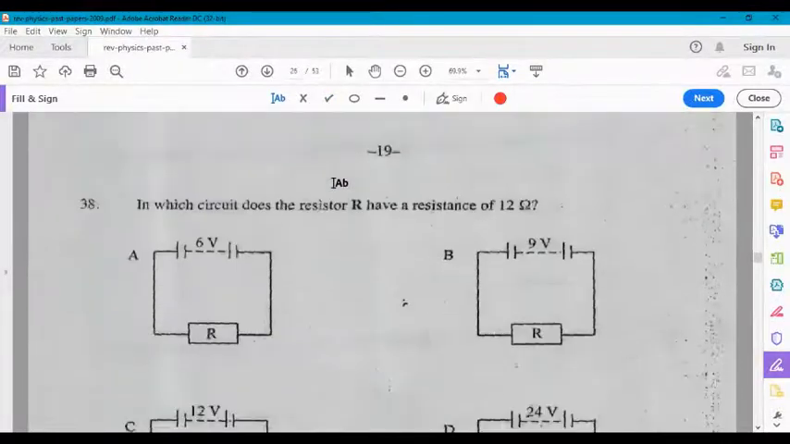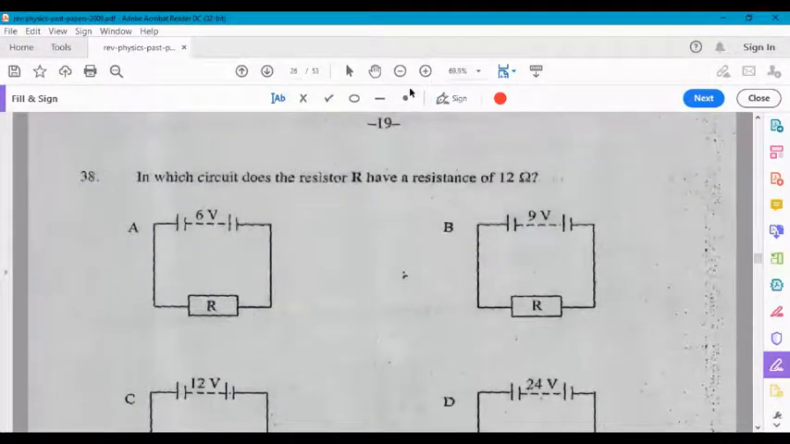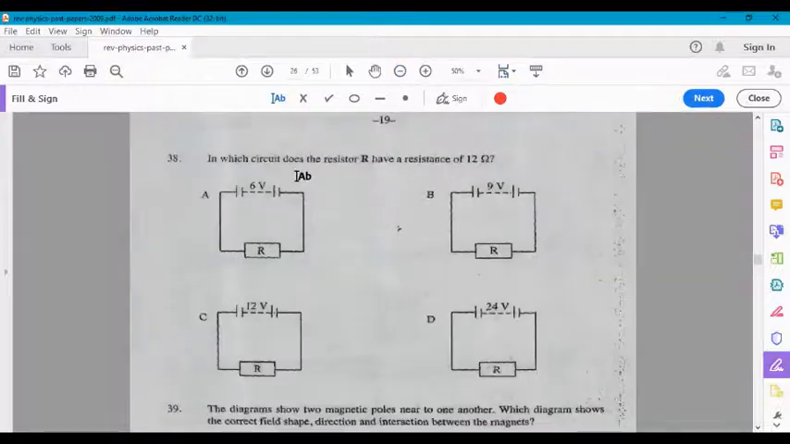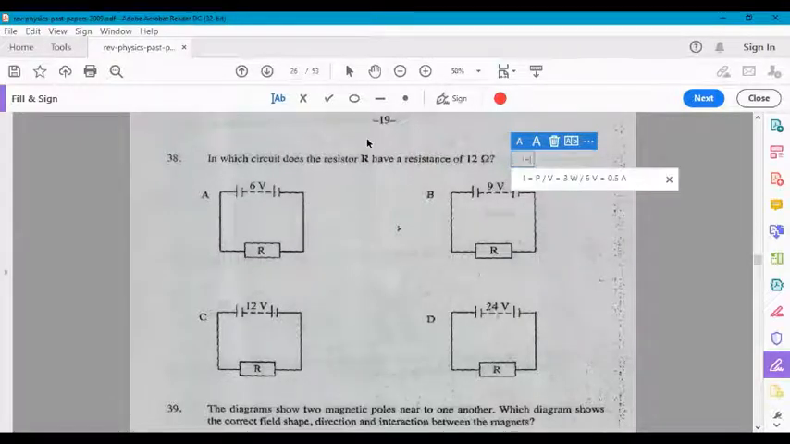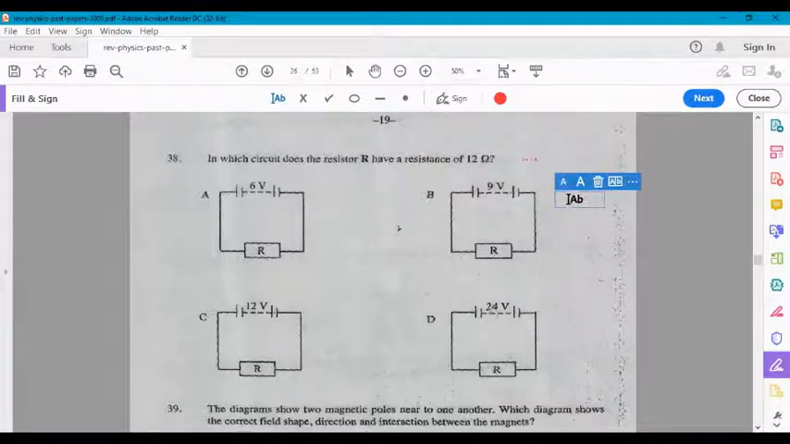All right, number 38. In which circuit does the resistor R have a resistance of 12 ohms? So you might have looked at this question and it's like, okay, you didn't give me any other information. I don't know anything about the current, and I'm with you on that one. It can be a little off-putting. So we're going to make an assumption. We're going to assume that the current is 1 ampere.